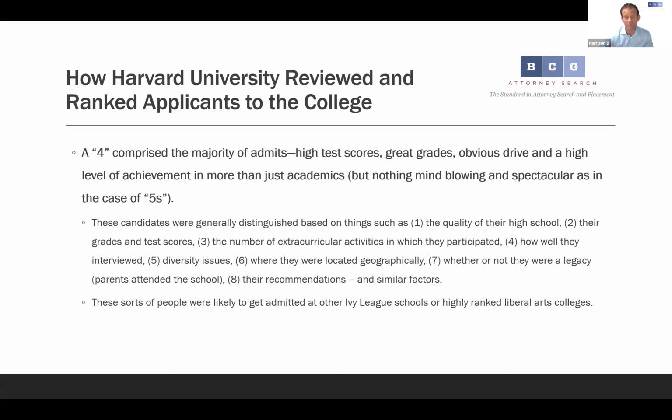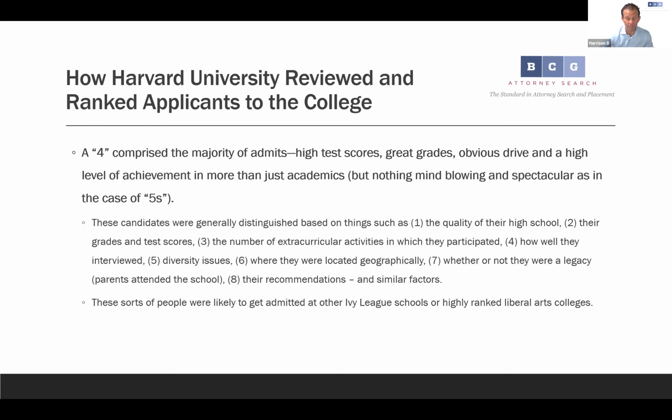And then you have the fours. A four would be the majority of admits. They would have really good test scores, great grades, be very driven, and have more than just academics. They would be doing other things. Maybe they did a lot of extracurricular activities and played varsity sports. They just weren't world class like a five. When they look at them, they would look at things like how good their high school was, the number of AP tests, the classes they took and how hard the classes were, the extracurricular activities, their interview, diversity, geographic location, legacy, recommendations, and so forth.